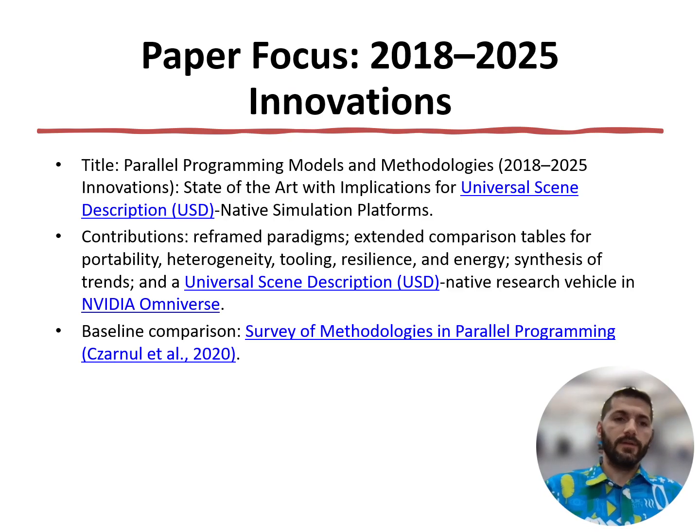So the paper I just wrote focuses on updating the 2020 baseline by Sarnal and colleagues, and asks what materially changed from 2018 to 2025 in parallel programming models. This contribution reframed paradigms, extending comparison tables for portability, heterogeneity, tooling, resilience, and energy, and then added a whole section on the Universal Scene Description, the USD native research vehicle, which I'll be implementing in the NVIDIA Omniverse. And there's that baseline that was done in 2020, which organized programming into shared memory, distributed memory, partitioned global address space. And so I extended some of those tables with the modern updates that have come up in the last 5 years or so, and the various GPU-aware communications, which have improved.